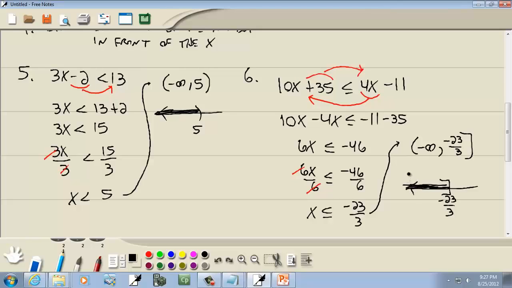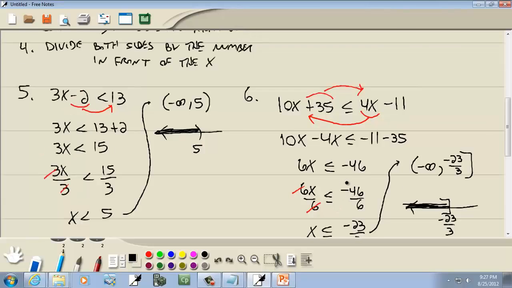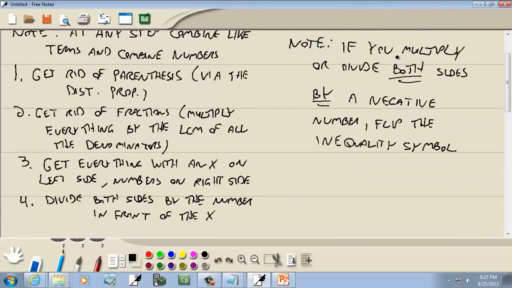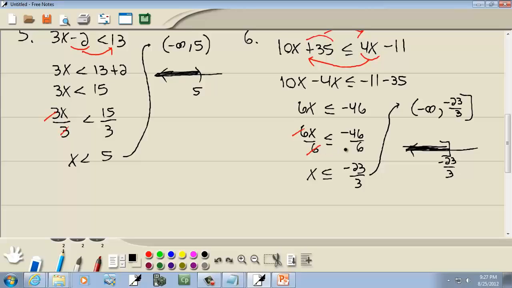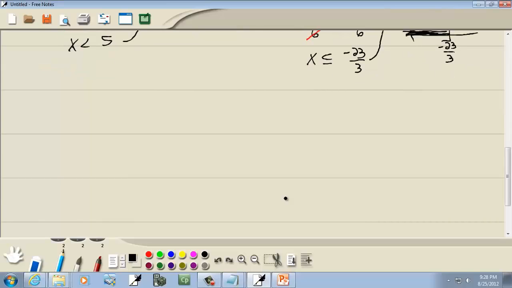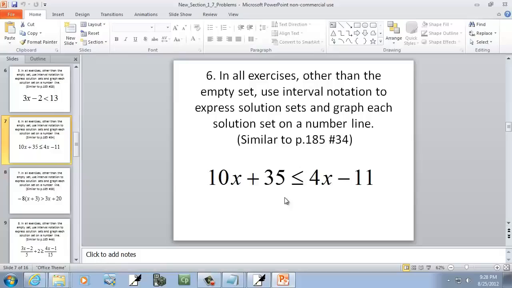Okay, now I said that when I divided by 6, I didn't flip the inequality symbol. But that's a negative 46. But look what this says. If you multiply or divide both sides by a negative number, so we're talking about the number down in the denominator, the 6, we're dividing by a positive 6. So that's why we don't flip the inequality symbol. A lot of people see negatives, and anytime they see it, they start flipping the inequality.